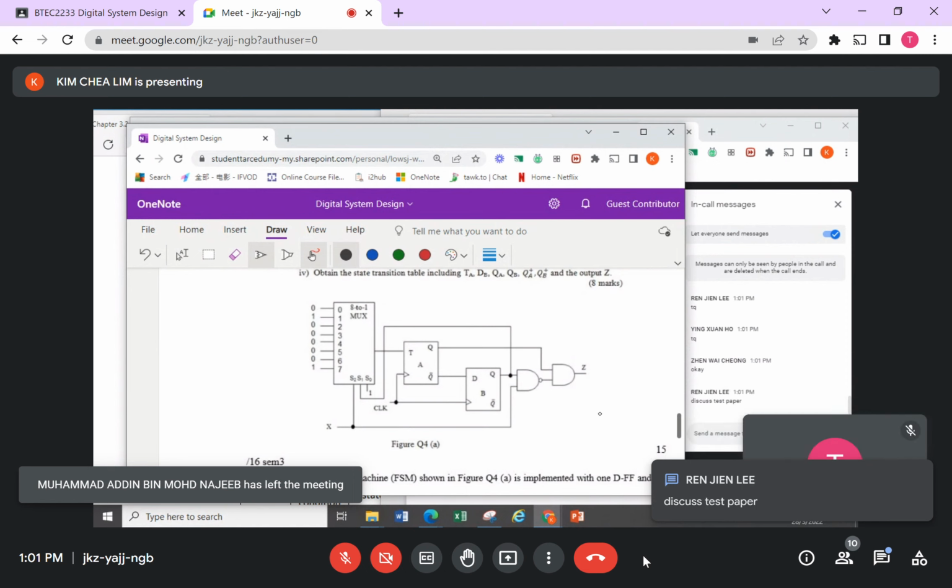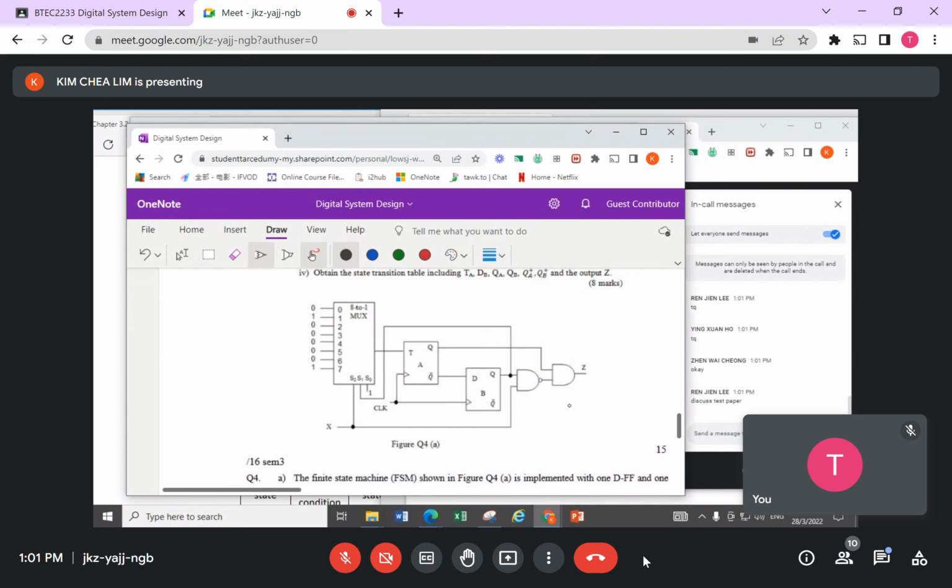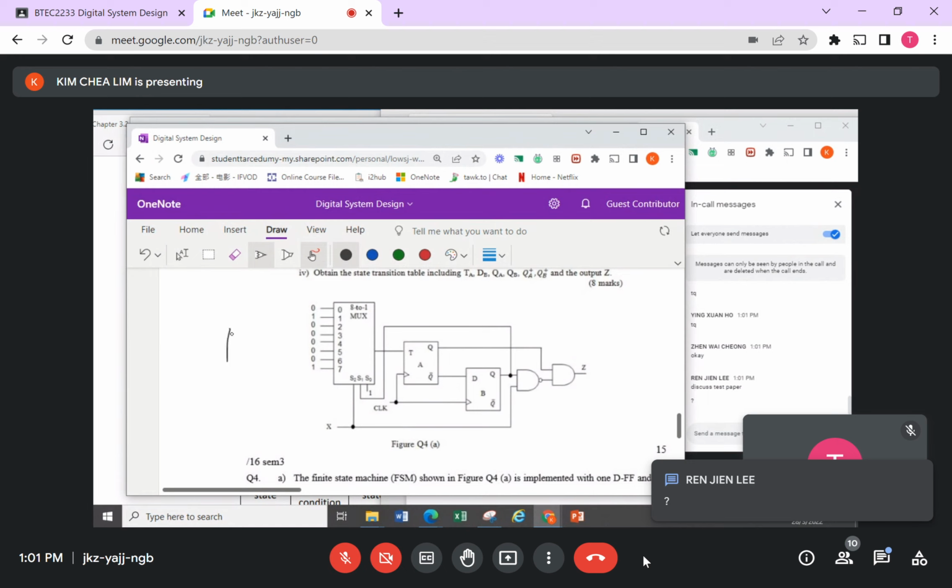Talking about the test paper, now I remember. Ren Jian, just allow me to use this part here. So class, tell me, let's say this is A, B, C input. Can we have our AND gate connected this way? This one is all short circuit.